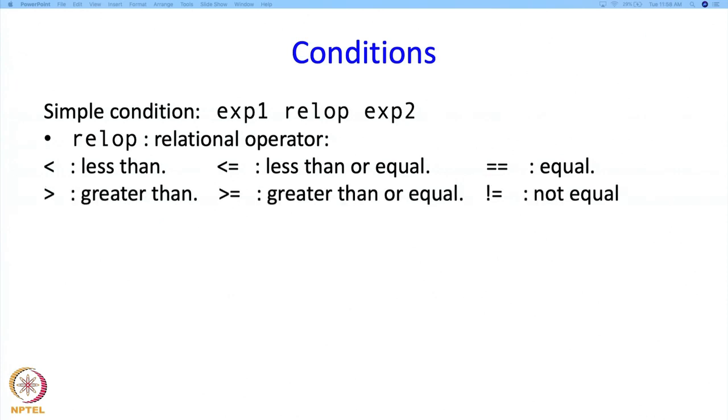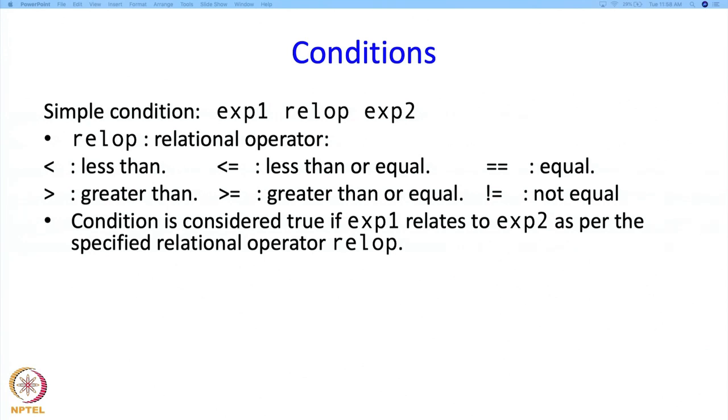Similarly, we will have the greater than as a relational operator, greater than or equal to as a relational operator, and not equal. Not equal is the exclamation mark followed by the equality character. Remember that there should not be any spaces between the exclamation mark and the equality, and similarly between greater than and equal, and so on. So, the condition is considered true if expression 1 relates to expression 2 as per the specified relational operator.